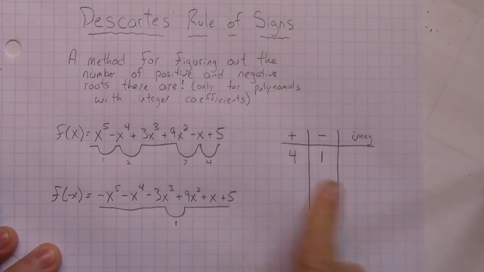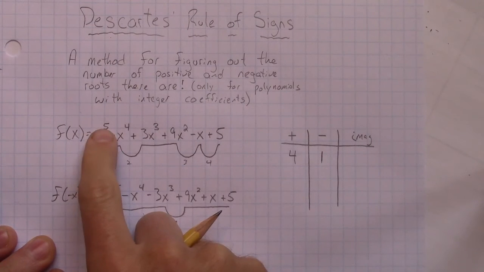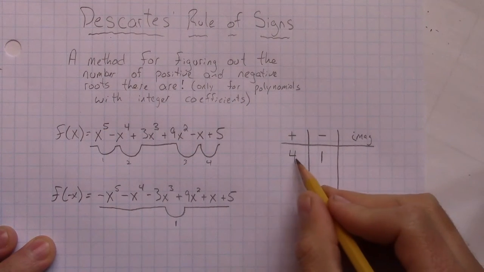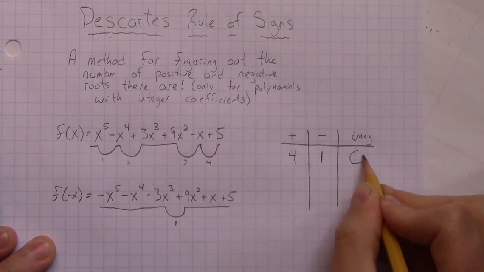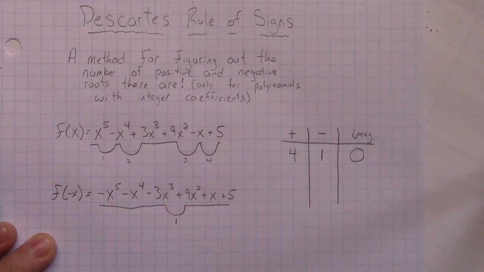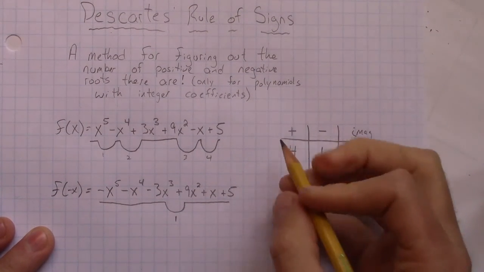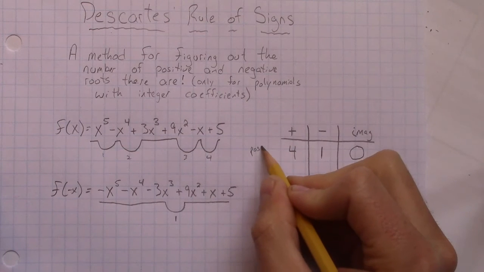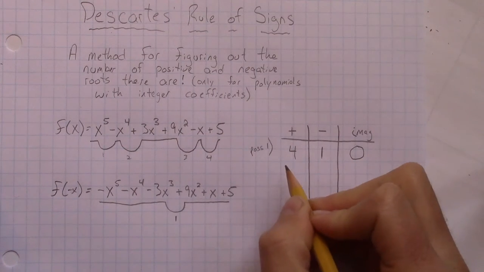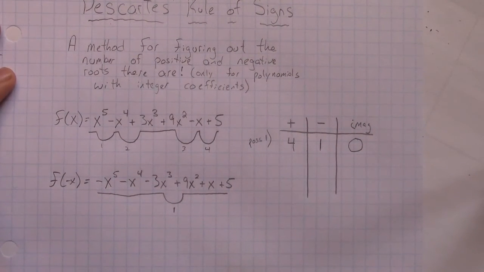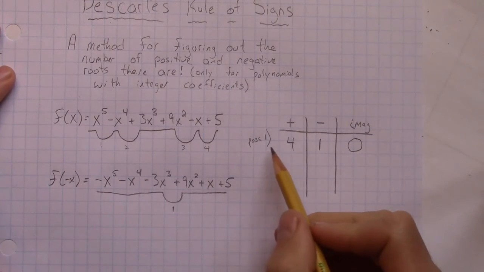Now, the degree of the polynomial, it's 5. It's a 5th degree. So 4 here, 1 there. No imaginary roots. There's not going to be any imaginary roots. Okay? There's a little trick to this, though. This is possibility 1. Man, I'm straight up stealing this from someone else's YouTube video, but it doesn't really matter. As long as you see mine, you can go find someone else's.